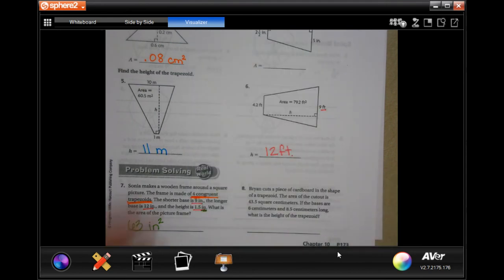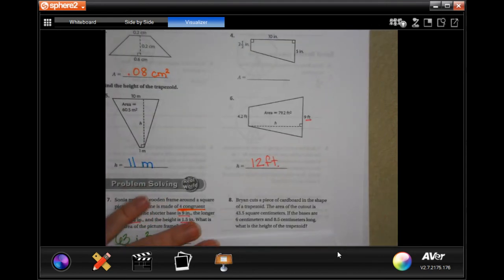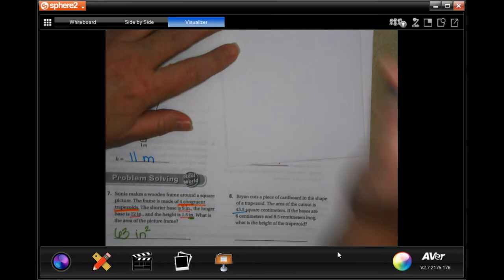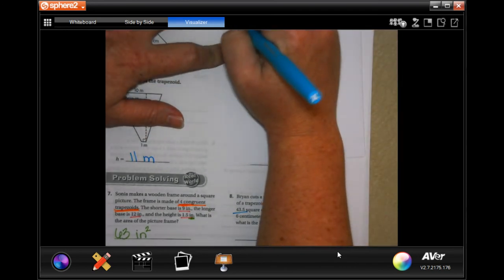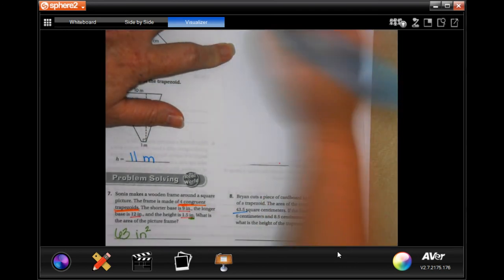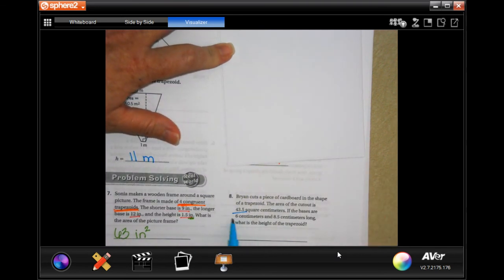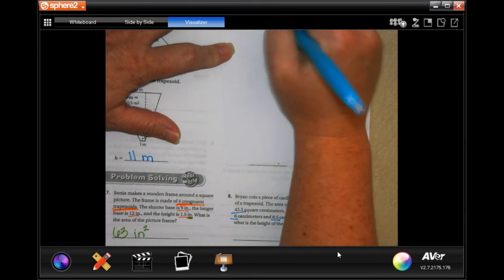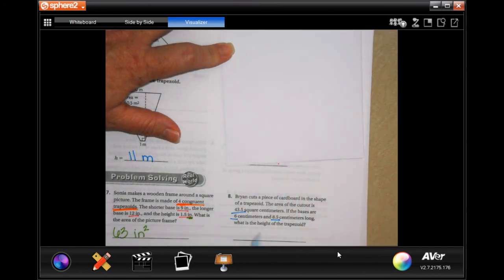Let's do number 8. Number 8 says Brian cuts a piece of cardboard in the shape of a trapezoid. The area of the cutout is 43.5. So I'm going to write down my formula again. Okay. So the area is 43.5. The bases are 6 and 8.5. What's the height?